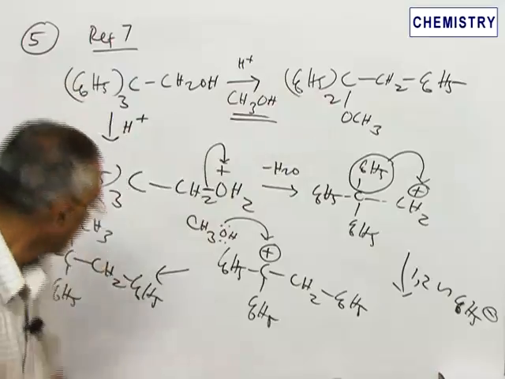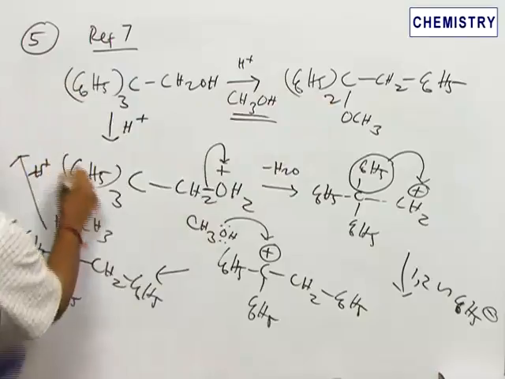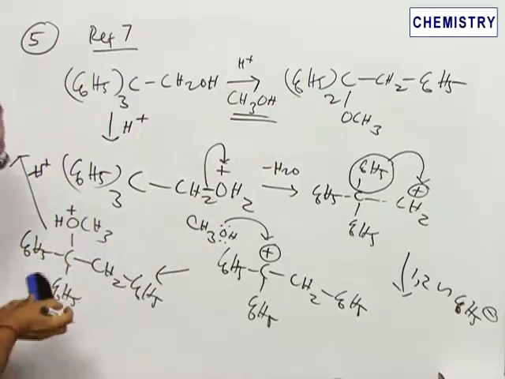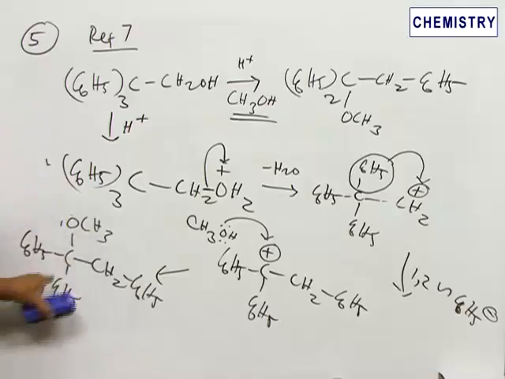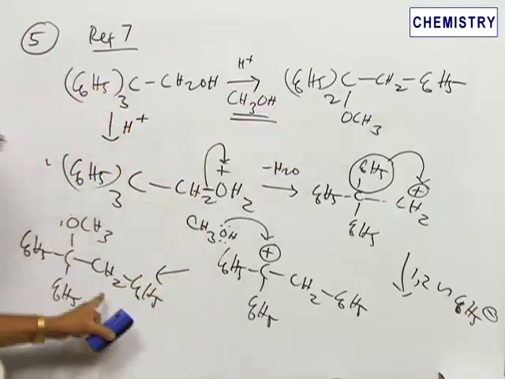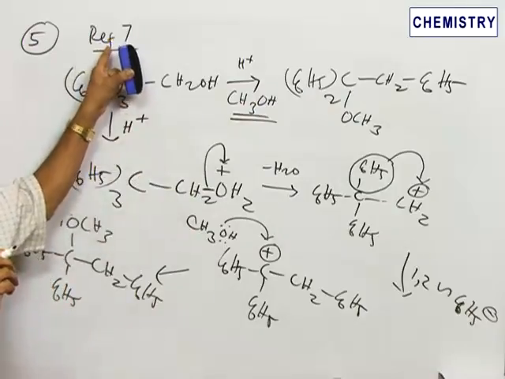The final step will be the loss of a proton. But it is very easy because it has got a positive charge. When it loses the proton, this positive charge will also be removed, and then finally this is exactly the compound that we have written here. So the question has been slightly modified. Question number 7 has been modified.